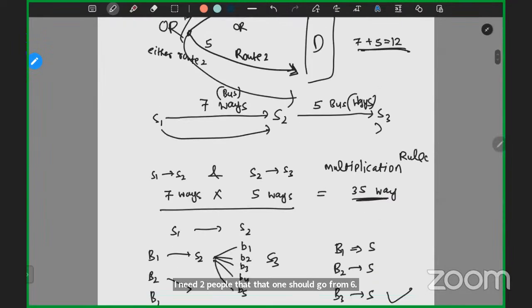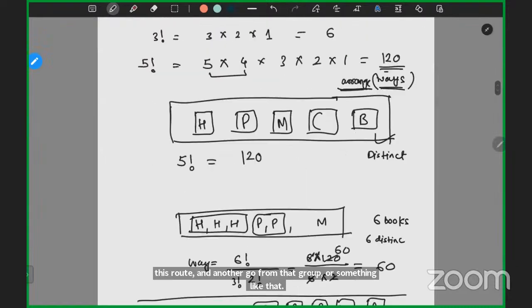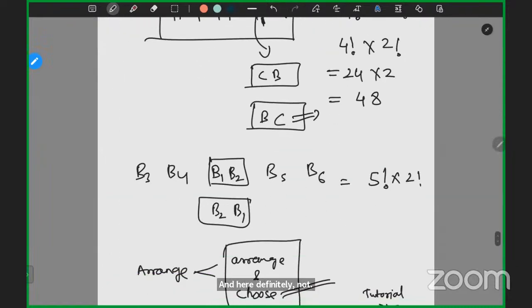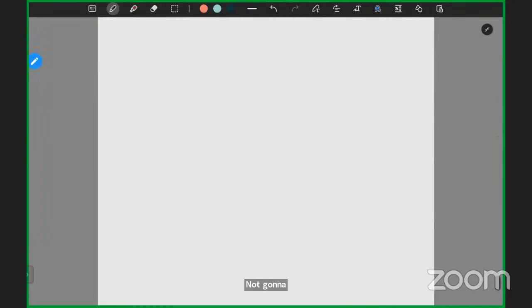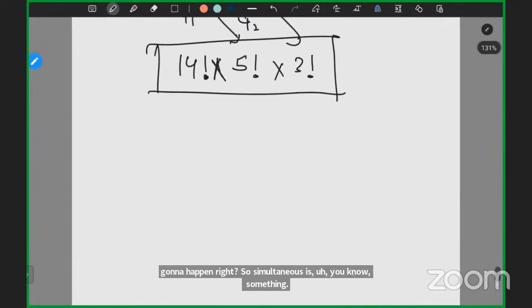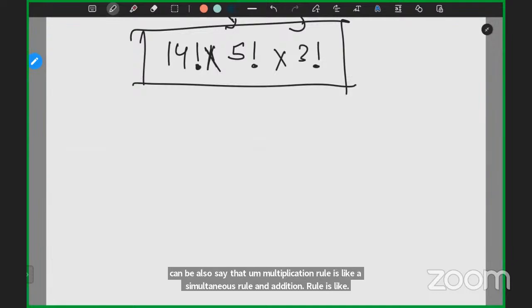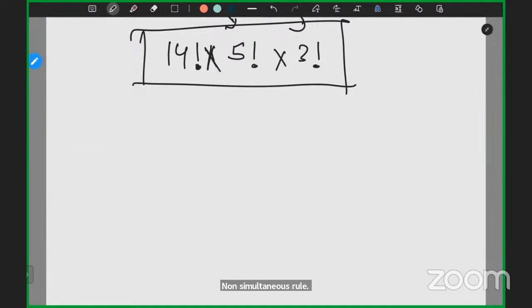Sir, can we categorize it here? Definitely not going to happen, right? So simultaneous is two or three things happening together. Sir, can we also say that the multiplication rule is like a simultaneous rule and the addition rule is like a non-simultaneous rule? Can we generalize it something like that?